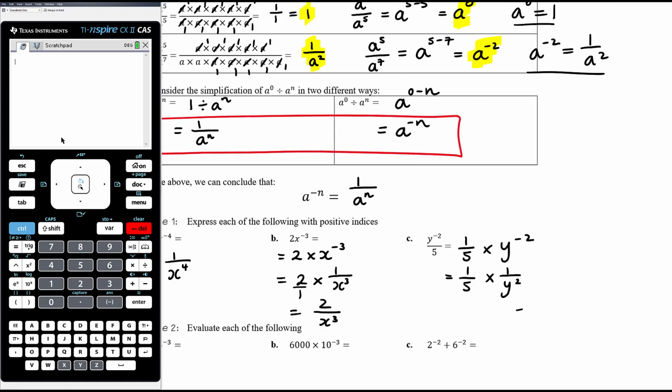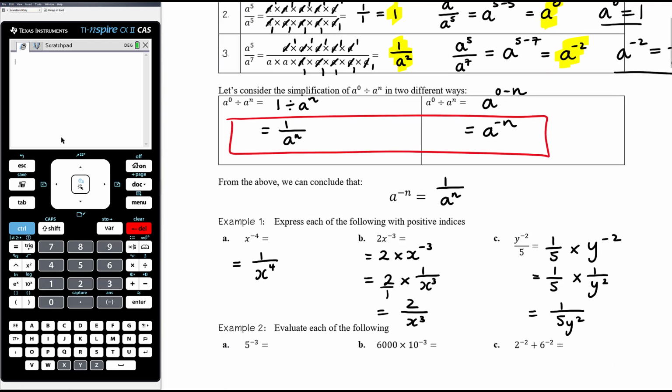And so we're multiplying those things back together. We've got 1 times 1 on the numerator and 5 times y squared on the denominator. So the 5 was on the denominator to start with, it stays on the denominator. Okay, here 2 was on the numerator to start with, it stays in the numerator.